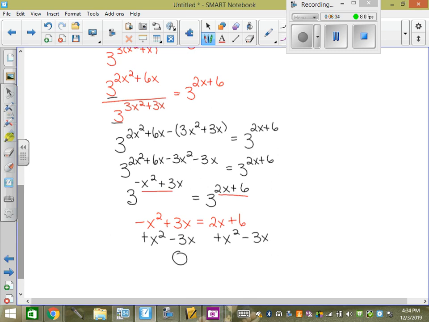And I'm going to get 0 equals x squared minus x plus 6. And then I can factor it.